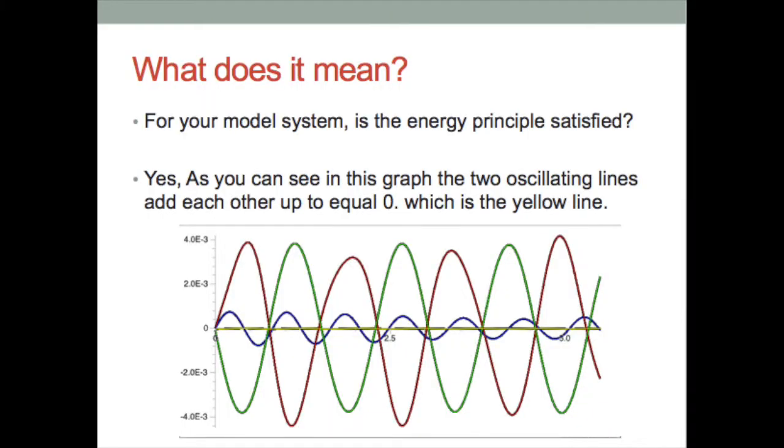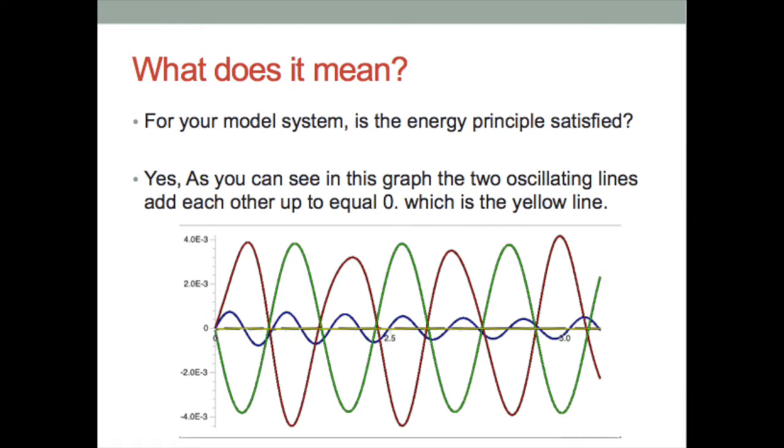So for the question, it asks if my model satisfies the energy principle. The answer is simply yes. As you can see in this graph of multiple components, all the changes in energy are shown here. The blue line represents the changes in the kinetic energy as shown. It doesn't change much, and this is to be expected because the mass does not slow down or speed up that much. The red line represents the changes in potential energy for the spring force, and the green line represents the changes in potential energy for the force of gravity.